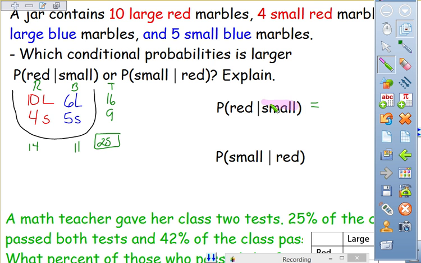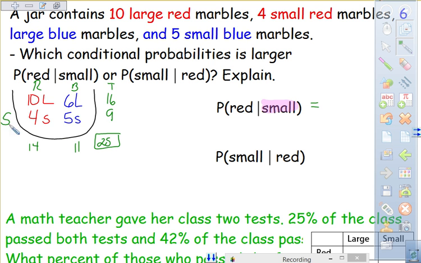So this is conditional probability. So when we do probability of red, given that it's a small, that means out of all of the smalls, so here's our smalls, out of all the smalls, so out of 9, what is the probability that it is red? So that would be 4. So given it's a small marble, there would be 4 out of 9 that are red.